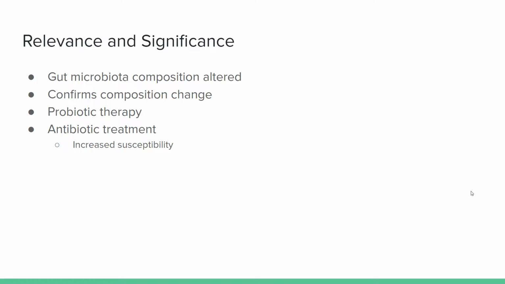The relative significance of this research was that the composition of the gut microbiota was altered through infection. It also shows a significance or benefit to probiotic therapy through the negative effects of antibiotic treatment. So antibiotic treatment kills good and bad bacteria in the gut, which increases susceptibility to infection. So if introducing more good bacteria, it can potentially fight off infection.